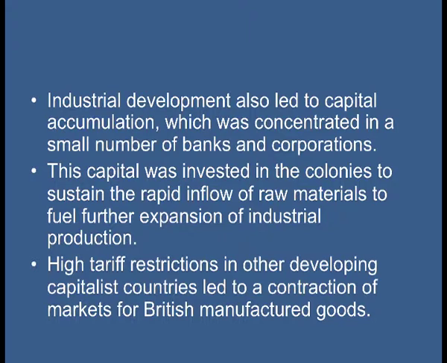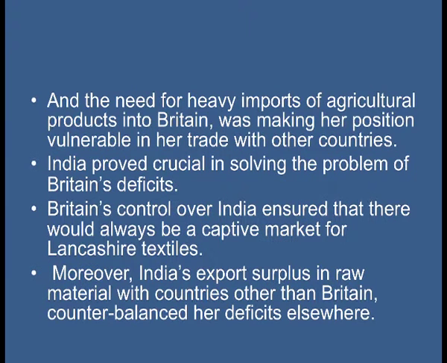The capital was invested in the colonies to sustain the rapid inflow of raw materials to fuel further expansion of industrial production. High tariff restrictions in other developing countries led to a contraction of markets for British manufactured goods, and the need for heavy imports of agricultural produce into Britain was making her position vulnerable in her trade with other countries. India proved crucial in solving the problem of British deficits. Britain's control over India ensured that there would always be a captive market for Lancashire textiles. Moreover, India's export surplus in raw material with countries other than Britain counterbalanced her deficits elsewhere.